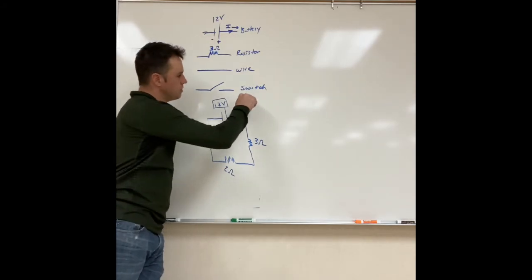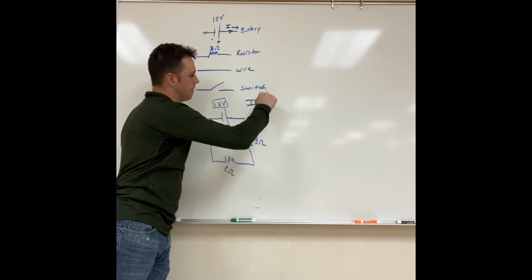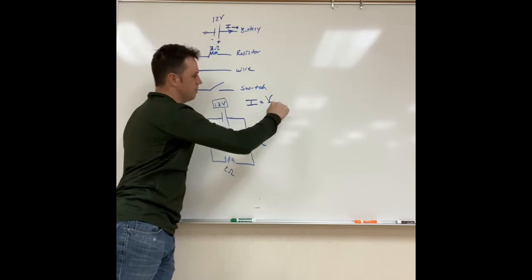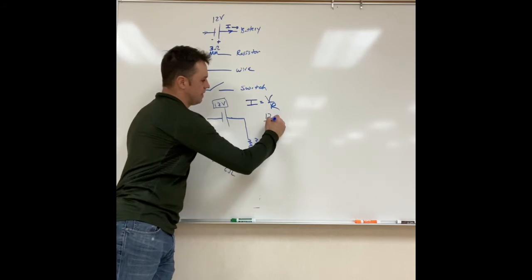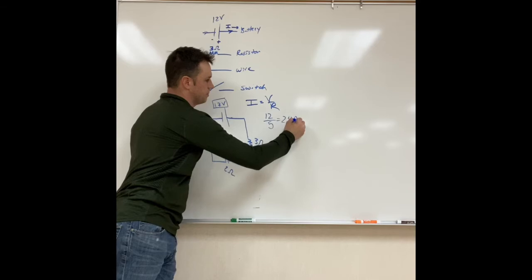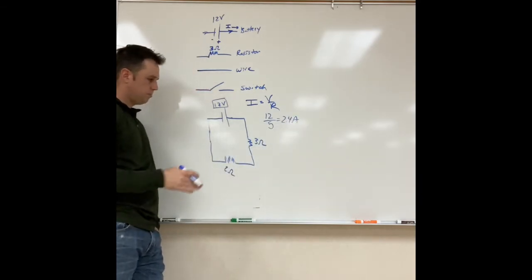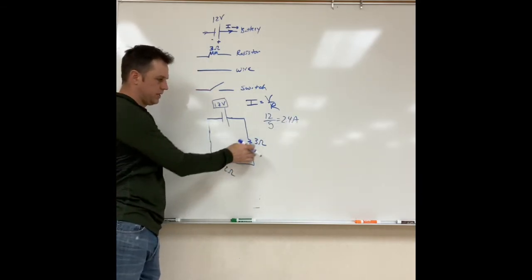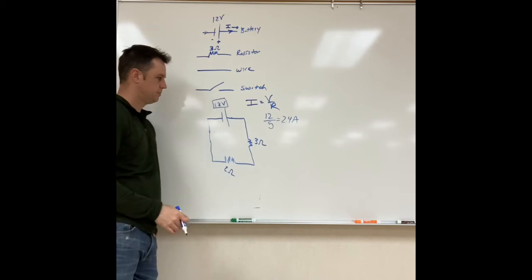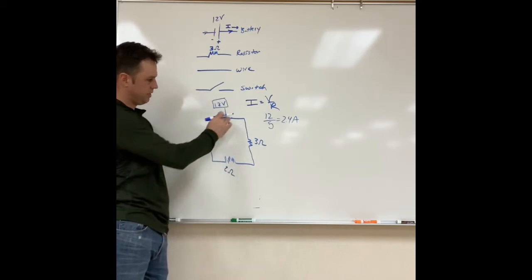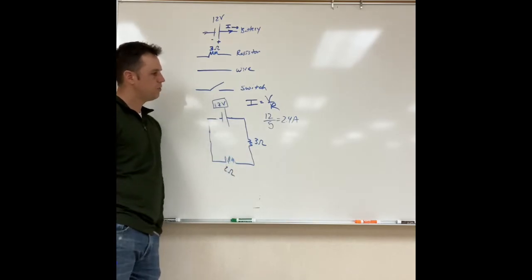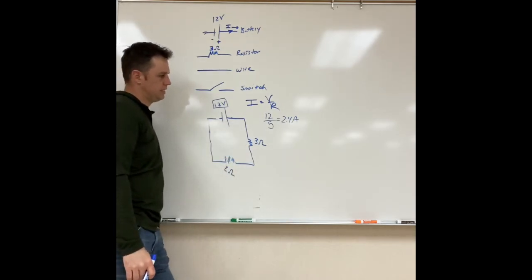So if we do Ohm's law, I equals V over R, that's the form you're going to see it in a lot. 12 over 5 is 2.4 amps. Both of these resistors are going to get 2.4 amps. This is like having one river, and the current is the same everywhere in the same river. So 2.4 amps is going to be the current.